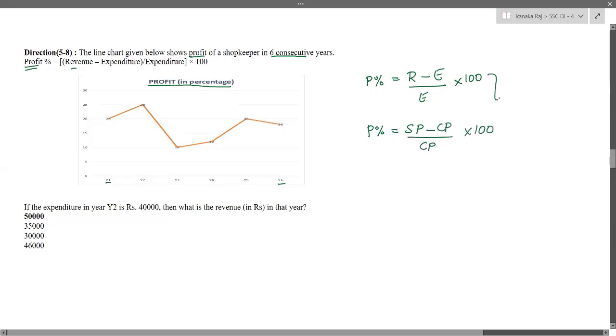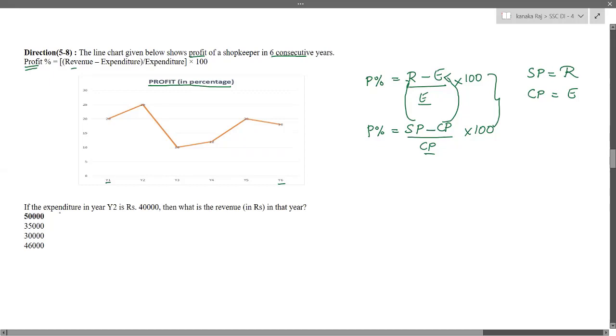Now, comparing these two, what can I tell? My selling price corresponds to the revenue here, meaning my selling price is equal to revenue. What is my cost price? Cost price is equal to expenditure. My cost price is equal to expenditure. So look at this, even in the denominator, I have my cost price as expenditure. So now, using this, I'll be solving this problem quickly.